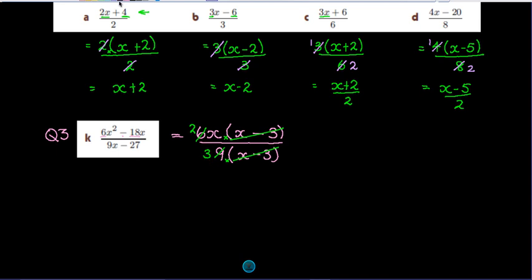So I am left with, on the top line, 2x, and on the bottom line, 3. Hopefully that helps. Have a go. And again, I'm free whenever you need.